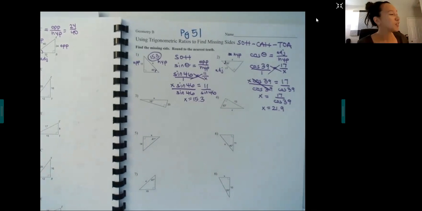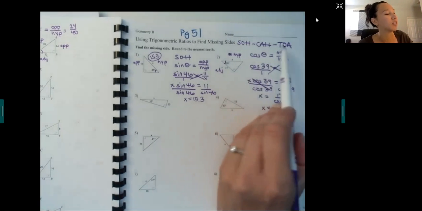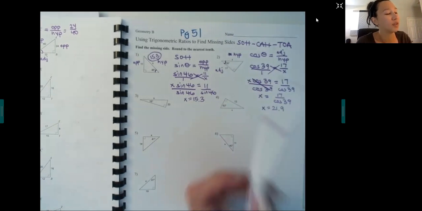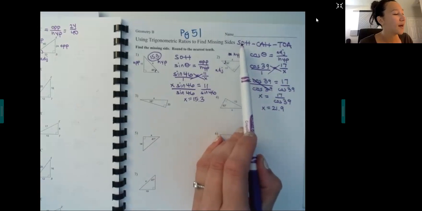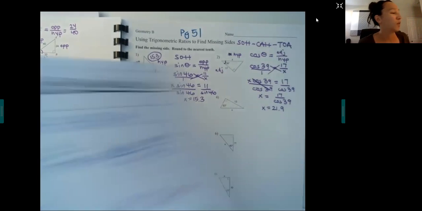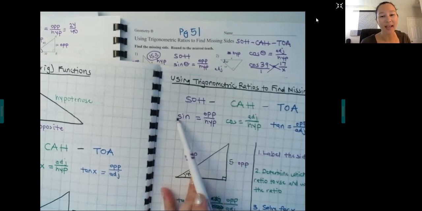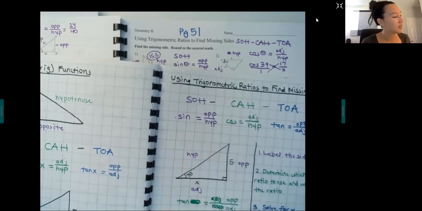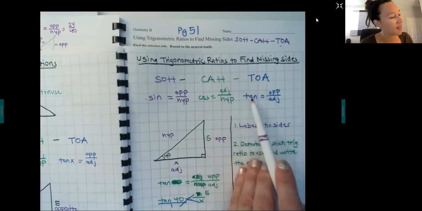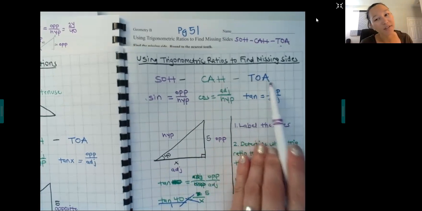Okay. So yeah, Rick, you do want to memorize the SOHCAHTOA. You have to know the trig functions. So it just helps you to remember what we have written here. That sine is opposite over hypotenuse. That cosine is adjacent over hypotenuse. And then that tangent is opposite over adjacent.